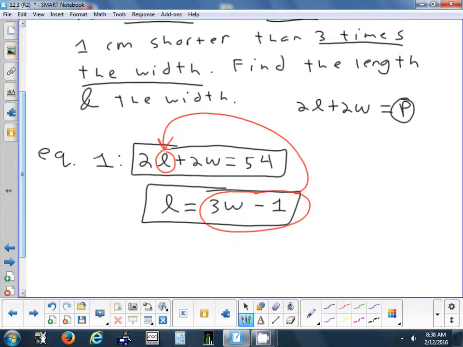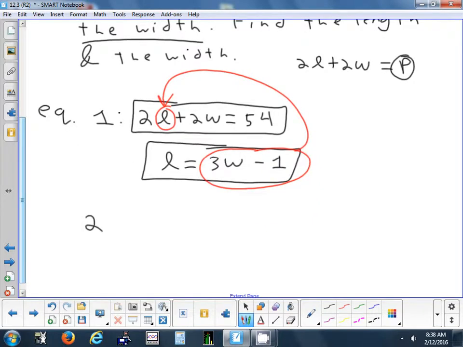So we've done the hard part. I think the hard part is just getting your equations. If you can get these, now it's just like what you did on the test. All right. So I'm going to put a 2, and then what do I always want to put when I plug in?